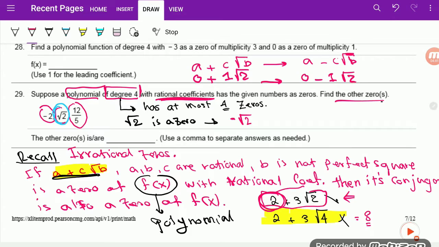So this is also another zero. Then we are done, because how many zeros do we have now? We have 4 zeros of a polynomial with a degree of 4. That's it. We don't have any other zeros.